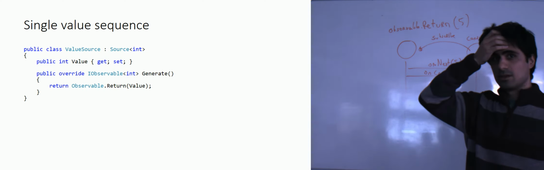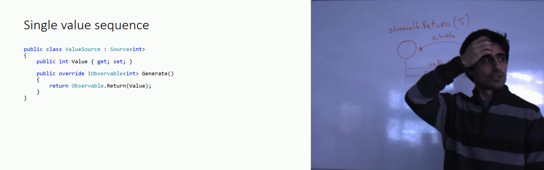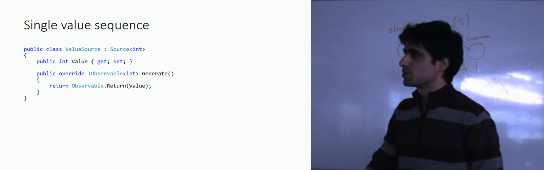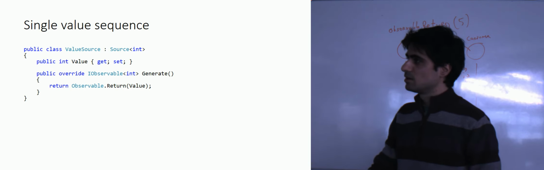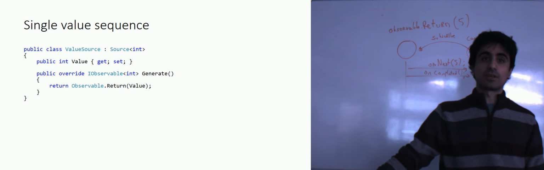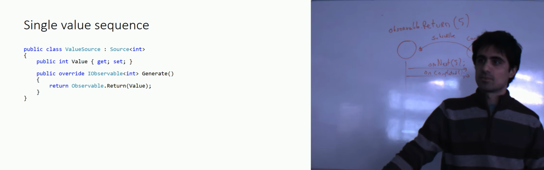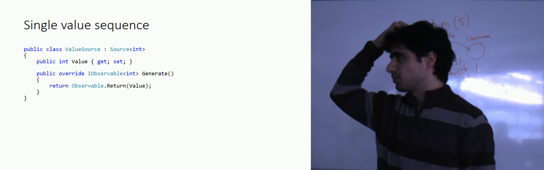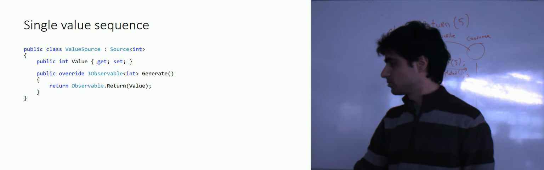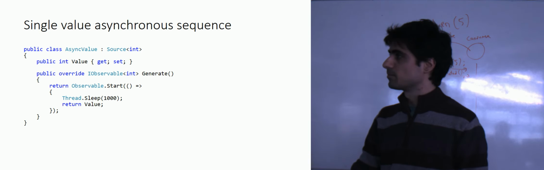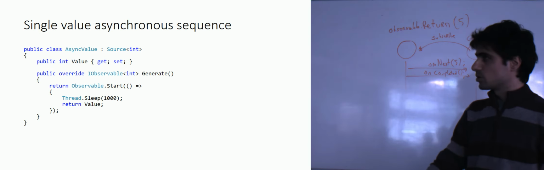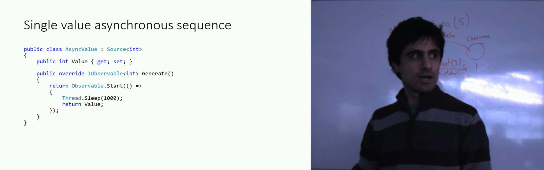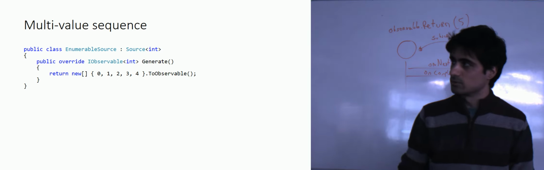But hopefully everyone had a chance to play a little bit with this, creating these observable sequences. You'll see that once you get the basic flavor of how they work, it should be simple to understand how to do more complicated ones after I show you a couple more examples. We've seen single value sequences, but now let's look at multi-value ones.